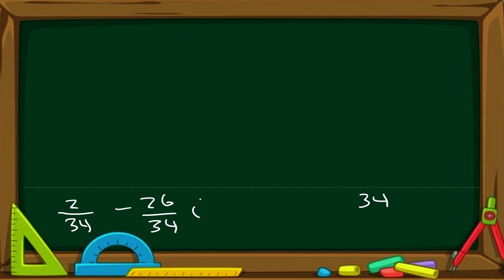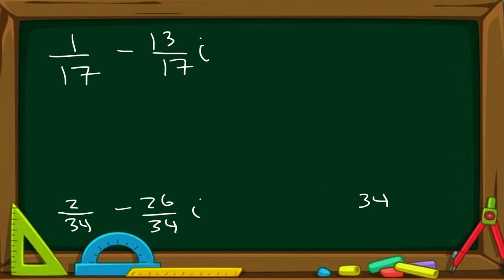Now let's simplify the fractions. 2 over 34, if you divide both numbers by 2, it reduces to 1 over 17. 26 and 34, they're both even, so we could divide by 2. So it's going to be 13 over 17 times i. And so this is it.